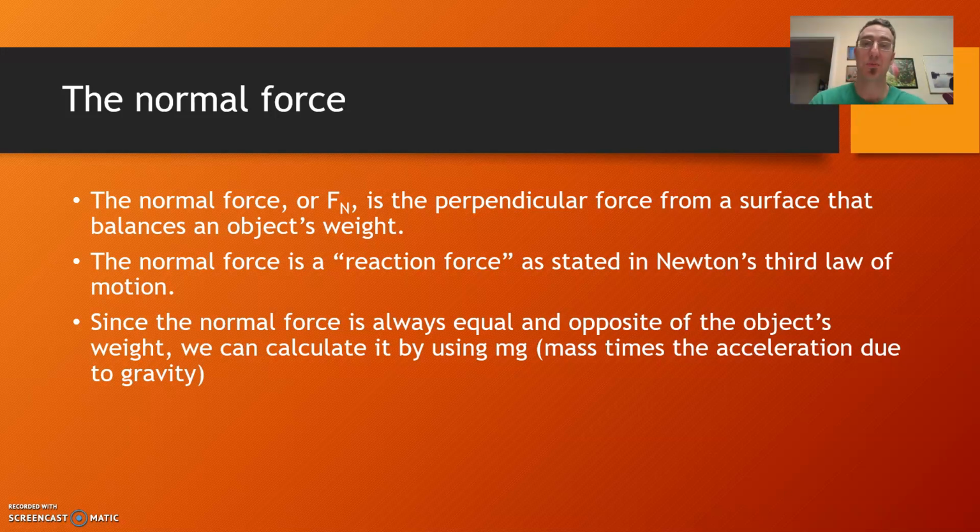The normal force is a reaction force as stated in Newton's third law of motion. You know, for every action, there's an equal and opposite reaction. Since the normal force is always equal and opposite to the object's weight, we can calculate it by using mg, or mass times the acceleration of gravity.